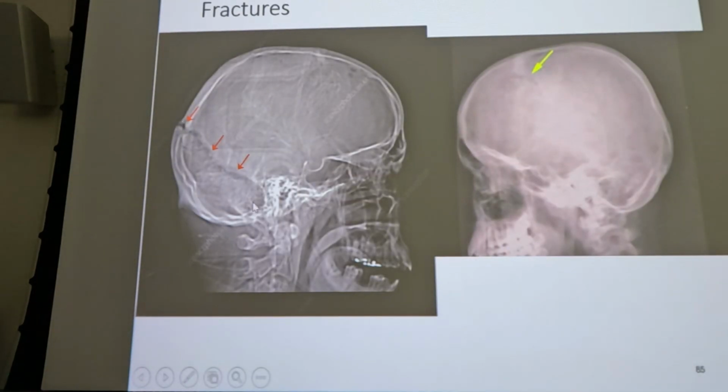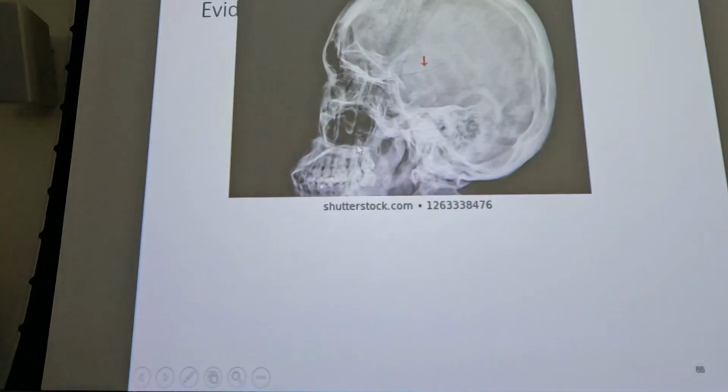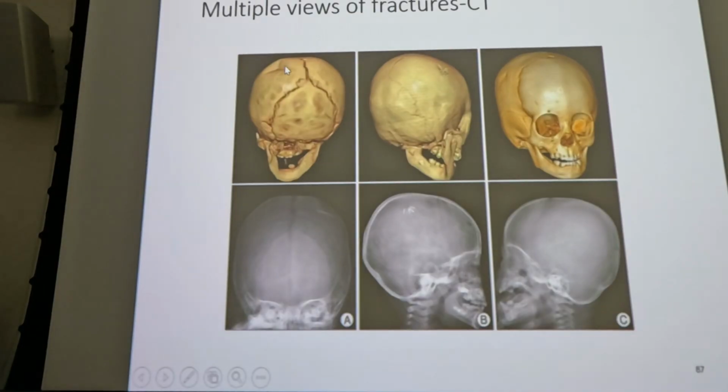So, I said that most of your fractures don't follow the sutures, but this one almost looks like it does. A little fracture there, linear fracture here, depressed fracture on a CT there. This is on a baby, and if you ever see a skull fracture on a baby, somebody needs to see that image immediately.